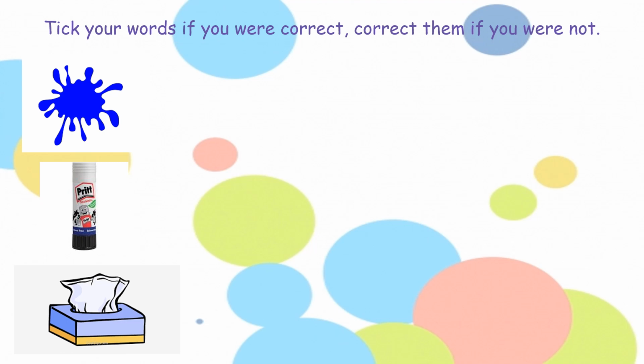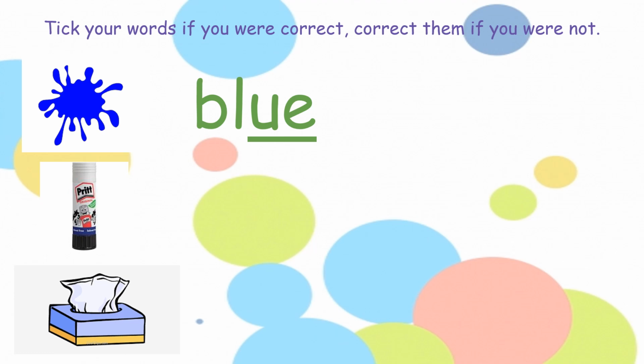Okay, now let's go through our spellings. So the first word was blue. How many sounds can you hear in the word blue? There are 3 sounds. Hold up your 3 fingers. Let's say the word blue. Let's pinch your sounds. B, l, oo, blue. And there is the word.